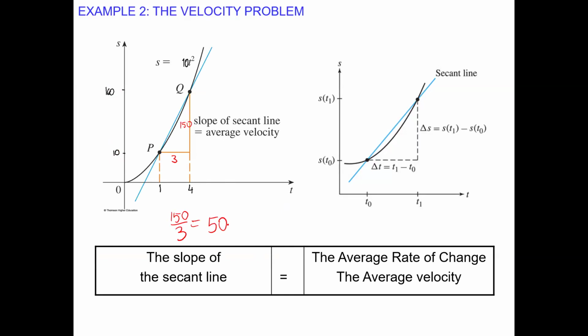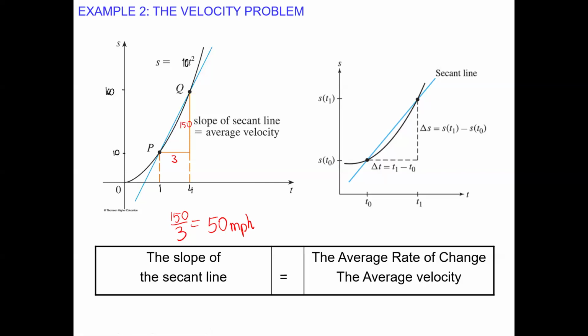My average speed is 50 miles per hour. And that's correspondingly the same thing for the secant line. That means slope of the secant line is the average rate of change or average velocity, which is also rate of change of the distance with respect to time. But in general, any average.